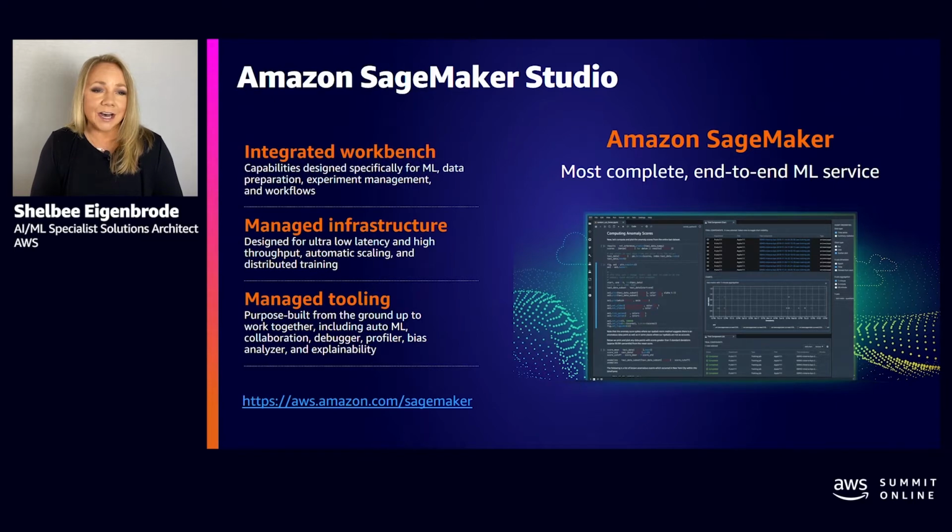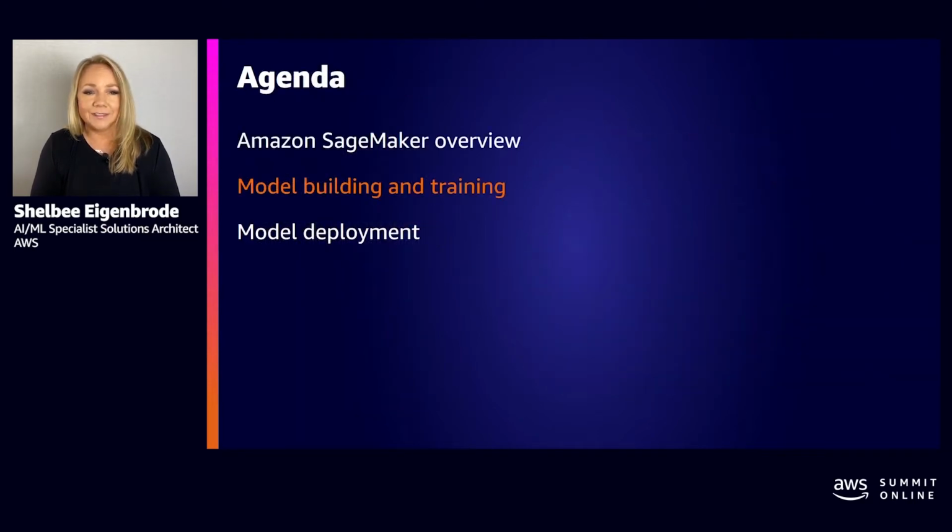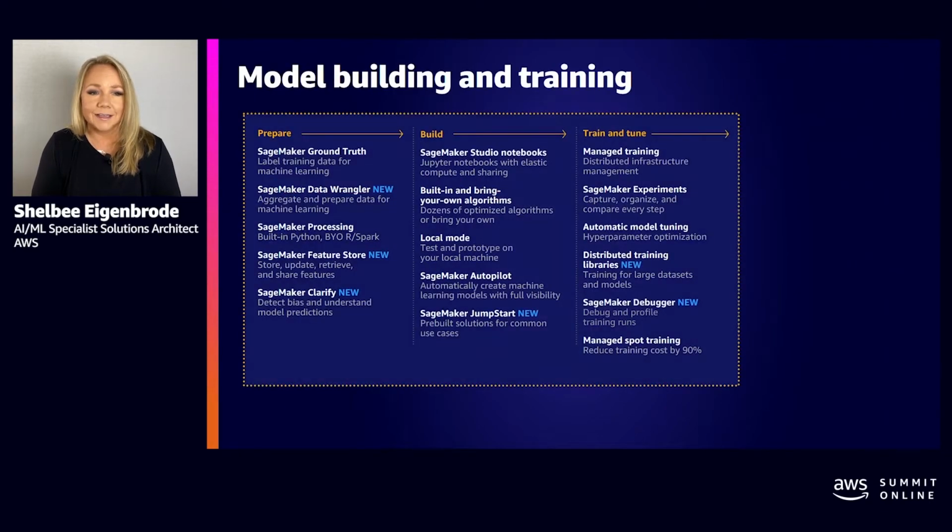But now let's talk about some of the individual features offered by SageMaker, starting with features related to model building and training. As you can see, there are a lot of features related to data preparation, model building, model training, and model tuning. Unfortunately, we don't have time to go over each of these within this session, but we'll cover a few here. Starting with SageMaker Ground Truth.